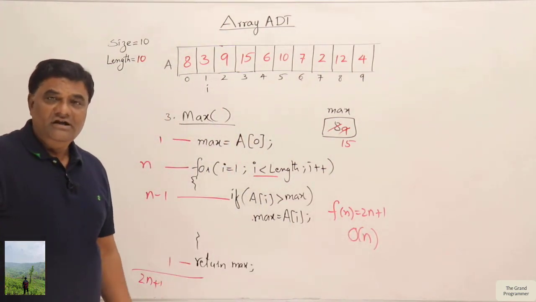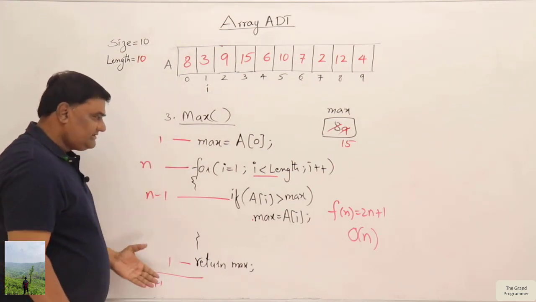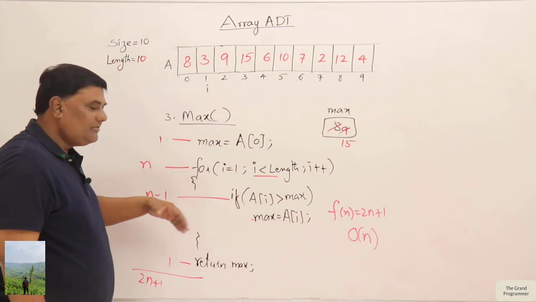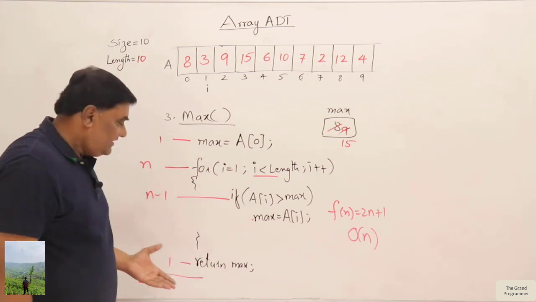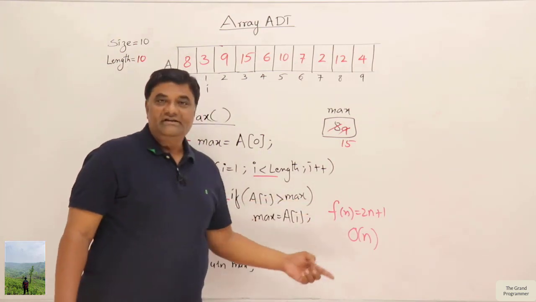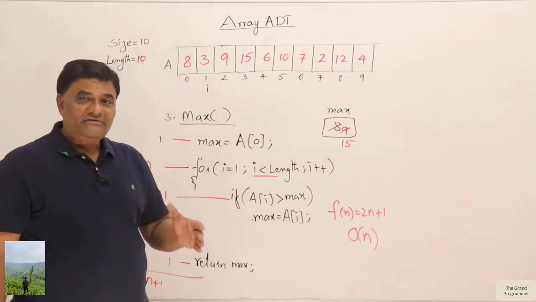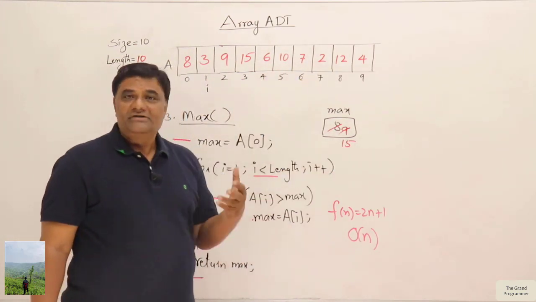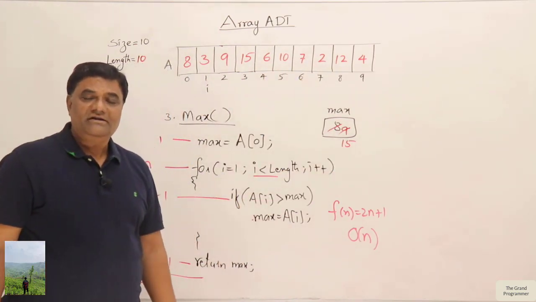That's all. So from the code, if you want to do analysis, you can assume every statement takes 1 unit of time and find out how many times a statement is repeating. Then you can come up with a formula. From the formula you can write the degree, and that is order of n. Otherwise, if you know how you are working on this to get the answer, based on the working also you can tell the time.